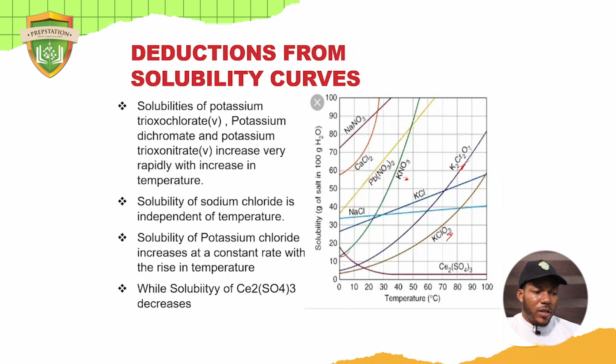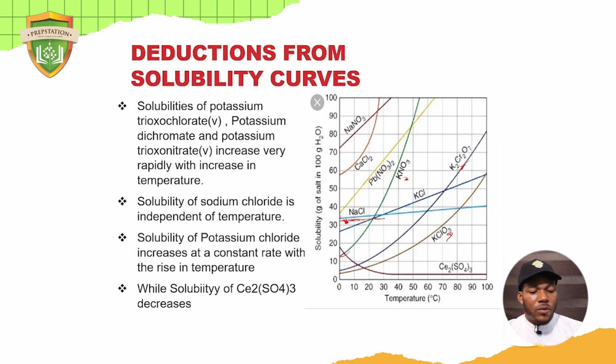Now look at the solubility of sodium chloride. You can see it's a straight line, so this one is independent of temperature. You can see it's flat. Whether you increase the temperature or it is low or higher, it is still where it is. So this one is independent of temperature. That is why we have a straight line in this solubility curve.